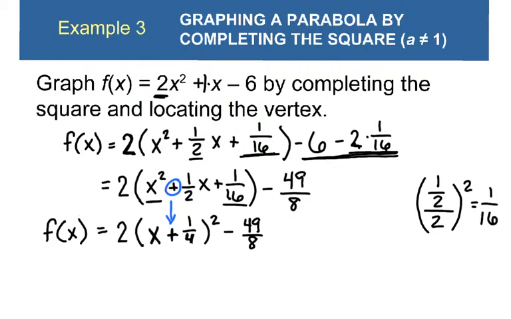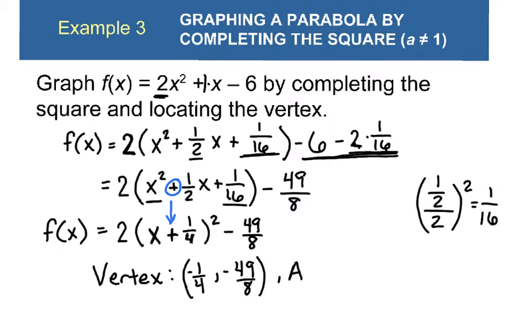Now your vertex, let's go ahead and state that. Vertex is going to be negative 1/4, minus 49 over 8. And your axis of symmetry, or just your axis, is at x equals negative 1/4.